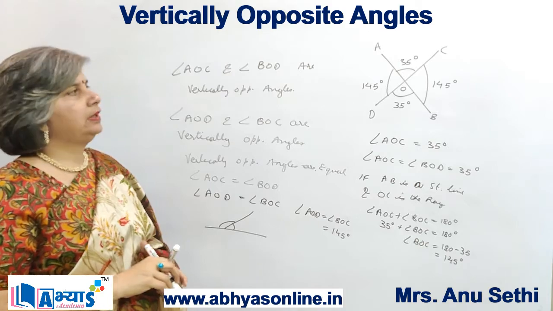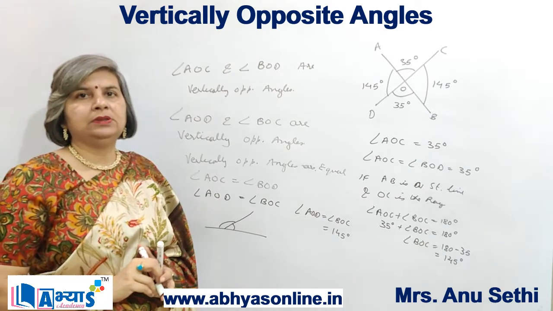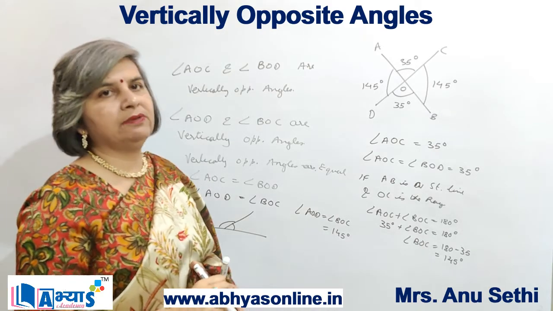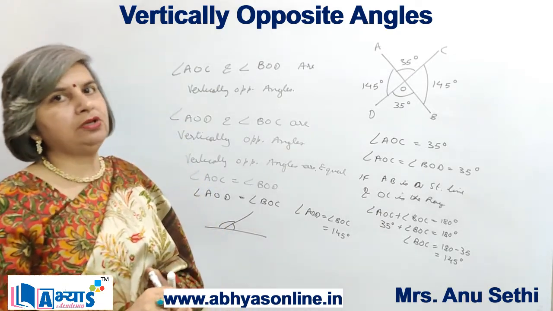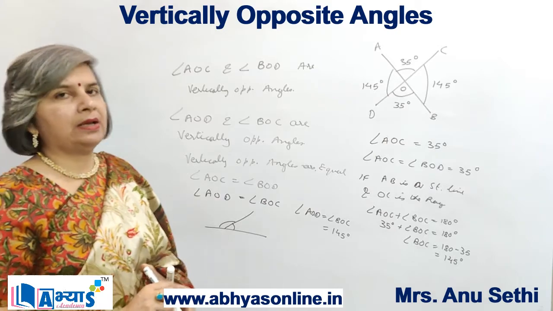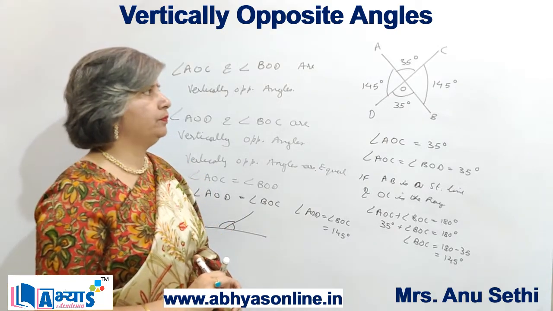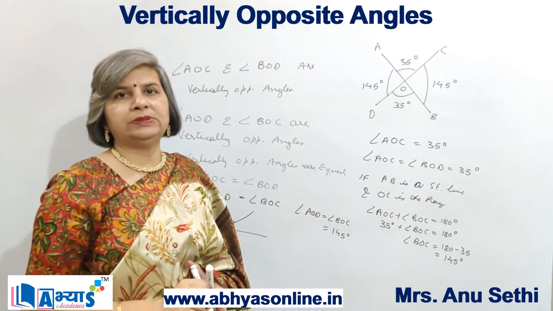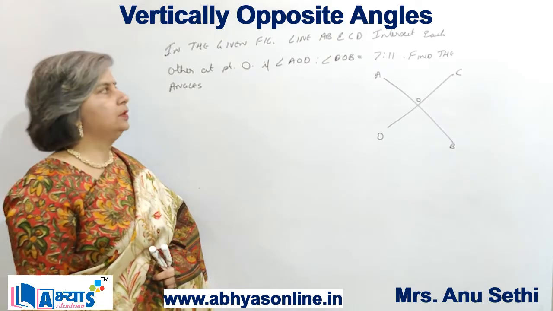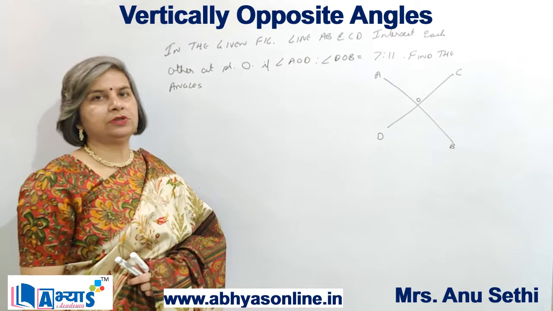So this is how we can find the angles. When one angle is given, all the other three angles can be found by using the concept of vertically opposite angles plus the concept of linear pair. So this is how we can use the concept that vertically opposite angles are equal. Now let us take another question on this concept.